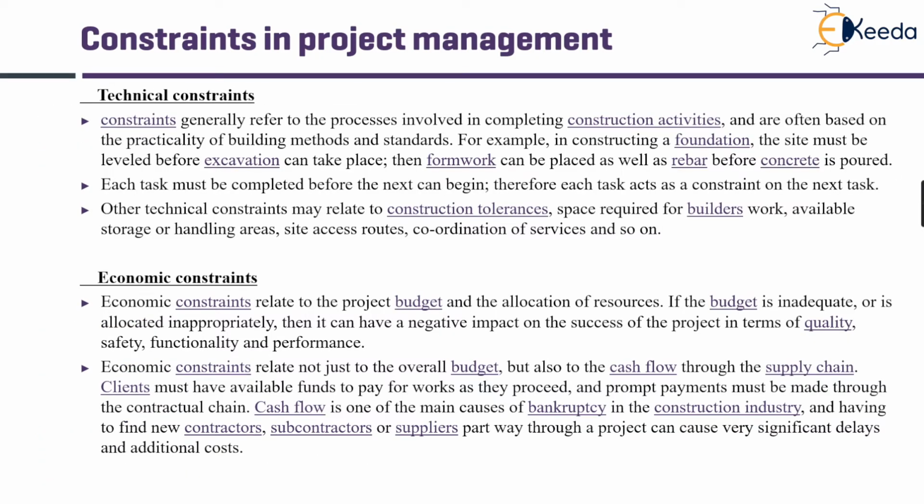Technical constraints might involve the construction activities. For example, the type of soil will often constrain the type of foundation you choose. The type of formwork will be influenced by the design. That will also directly affect the cost. While the economic constraint is more related to the project budget, if the budget is inadequate or not allocated properly, it will have a negative impact on the success of the project in terms of its quality, safety, functionality, and performance.